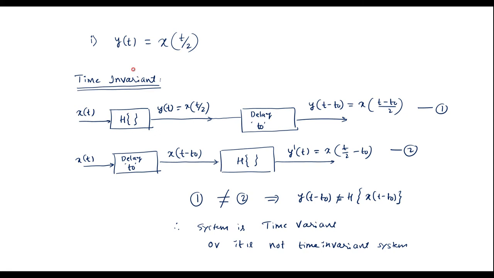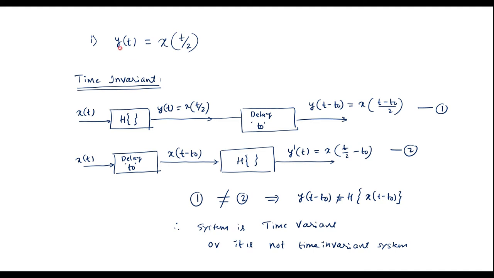Now we'll check whether this system is invertible or not. Here the system is said to be invertible if the input to the system can be recovered from the output of the system. That is, here we know that the given system is y of t is equal to x of t by 2. Say this is my system having system operator, say h of something.